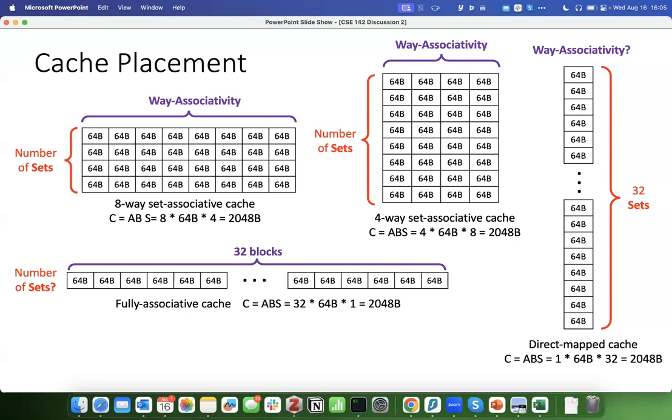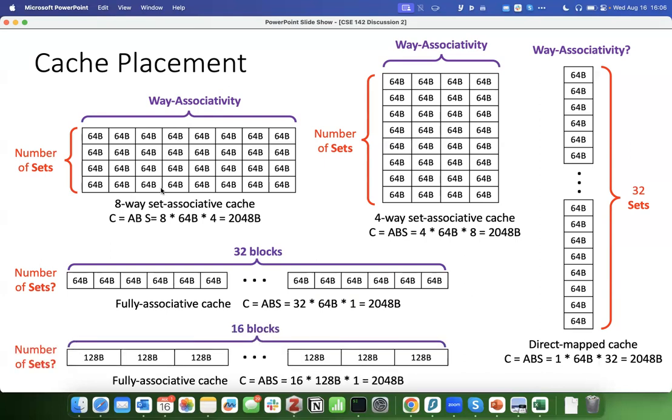And what I'm showing here, these caches all have the same size, right? The total size is the same, but different placement will lead to very different behaviors, right? In terms of latency, hit rate, miss rate, those kind of things. But you see, I still have a space at the bottom, so I'm not done yet.